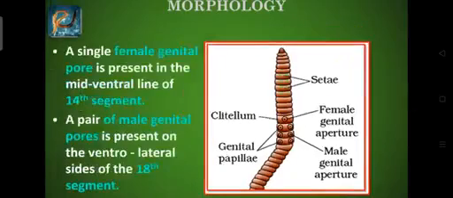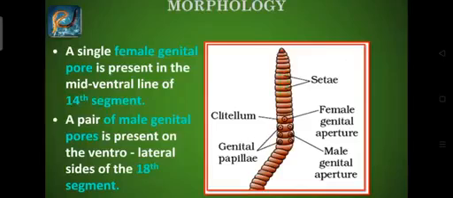So all these are present on the ventral side. Then a single female genital pore is present in the midventral line of the 14th segment. If you see in the picture, the name is given as female genital aperture. On the 14th segment, in the center, it is present. That is nothing but the female genital pore. You have to remember, on the 14th segment, the female genital pore is present.